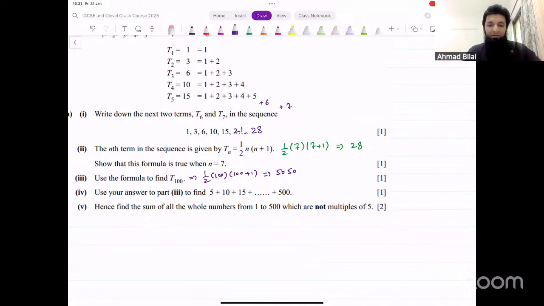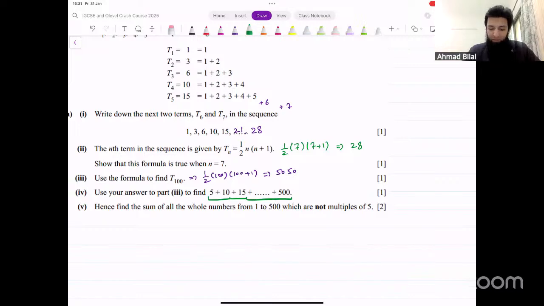Okay. Let's look at the next one now. It says use the answer to part 3 to find 5 plus 10 plus 15 all the way up to 500. How do you think about this now?